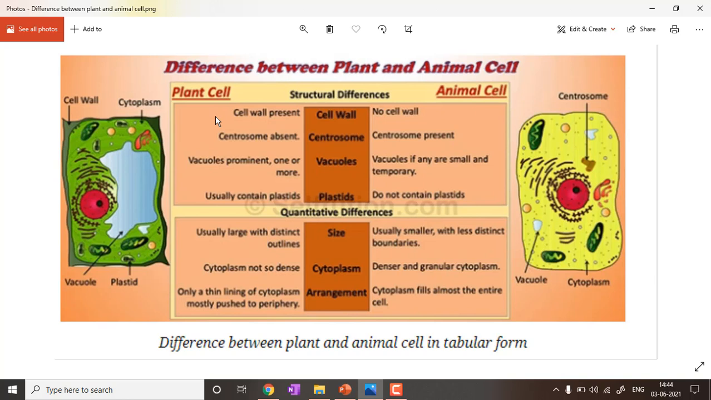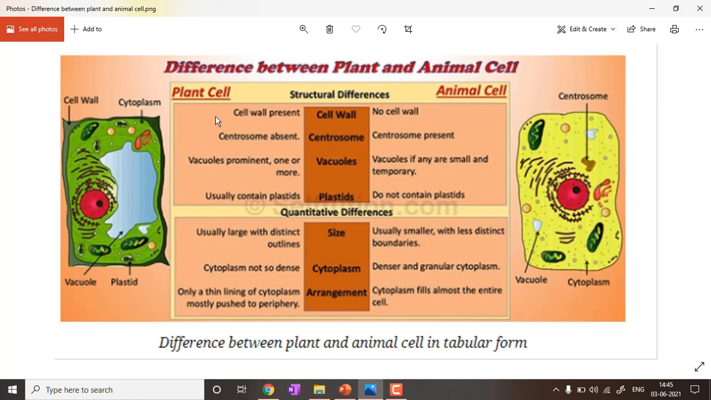Vacuoles: you see a large vacuole present, because of which the nucleus also shifts to the side in the plant cell. As we discussed, there is one large vacuole, or one or more, present in plant cell, whereas in animal cells you will have very small and temporary vacuoles which may be destroyed as the cell becomes older. Then we also discussed plastids. It is said that plastids are present only in plant cells and there are no plastids in animal cells, right?